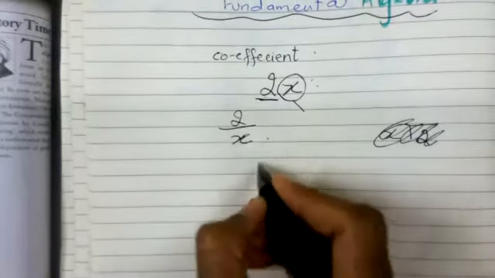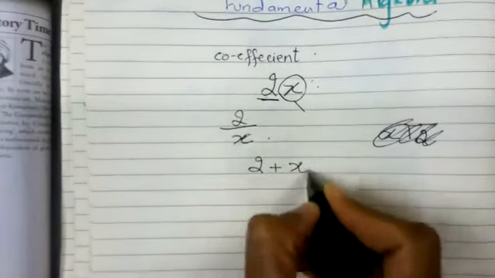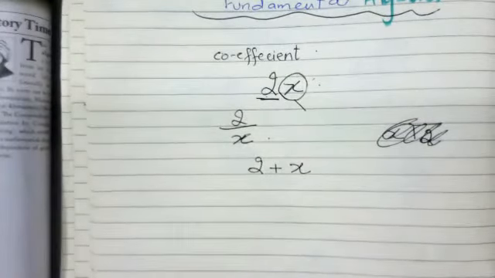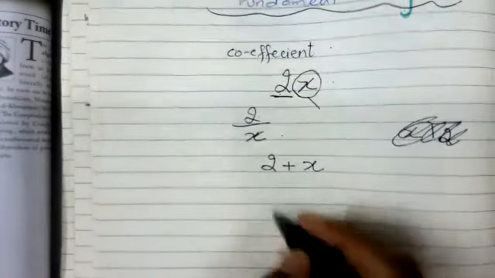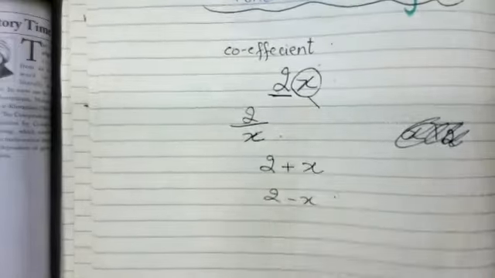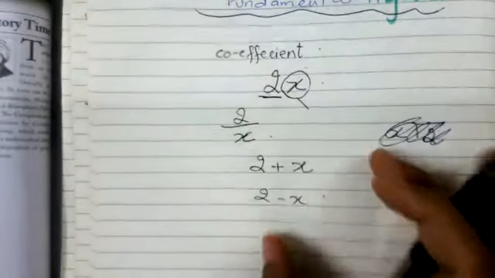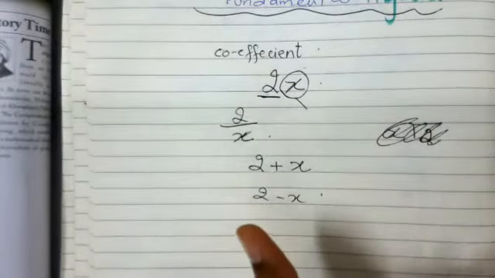Okay. What does this mean? Yes, Aisha? 2 is getting added into x. Right, simple. And 2 minus x. Okay. So once we know this, I have to make sure that you know this before we move on.